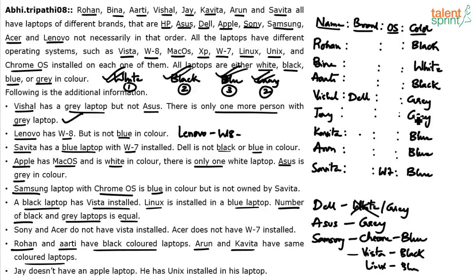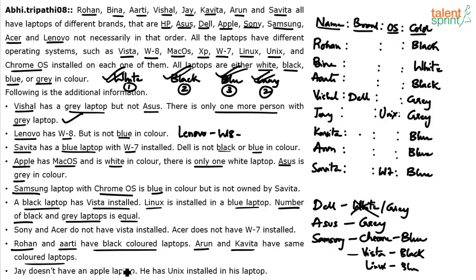Black, white, black, gray, gray, blue, blue, blue. So 3 blues, 2 grays, 2 blacks and 1 white. So one problem is solved. Now let's fix the gaps. J doesn't have an Apple laptop, that is done. He has Unix installed in his laptop. So J has Unix, we'll put that in OS.